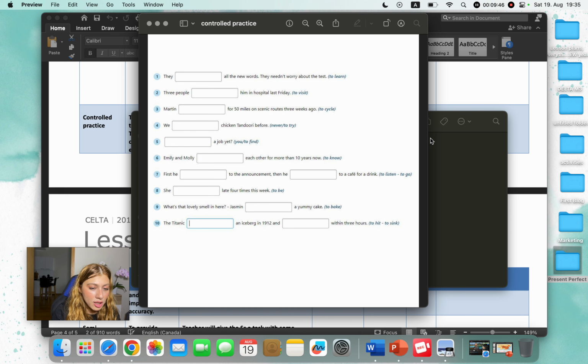And then when they are done, you can ask them to check together, and then you can have whole class feedback. For example, number 1, John, what do you think about number 1? What do you think, Sarah, about number 2? And then each for one student.